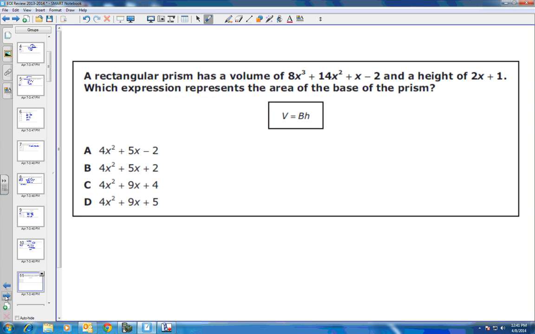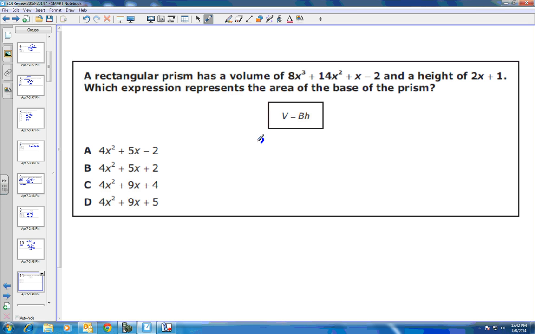A rectangular prism has a volume given by that expression, and a height of 2x plus 1. Which expression represents the area of the base of the prism? So they told you the formula, and then they are giving you numbers to plug into that formula, and then we have to solve. Yep. We're solving for b.